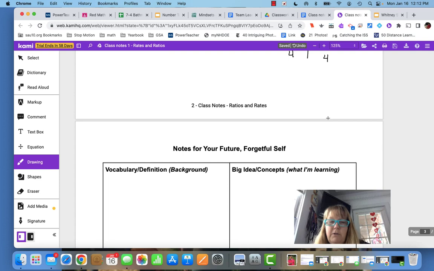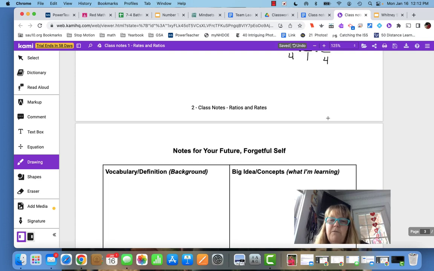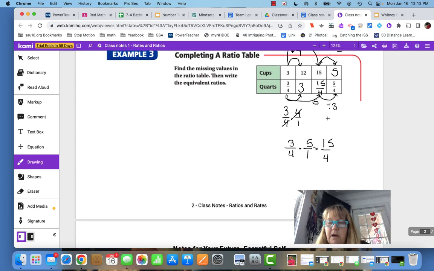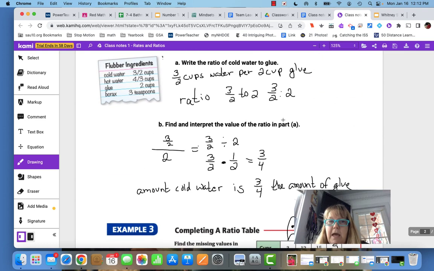And you're going to go on to do your notes for future forgetful self. I would show an example of a ratio, how to manipulate a ratio table, and how to write a ratio and simplify it so that it's the multiplicative relationship.